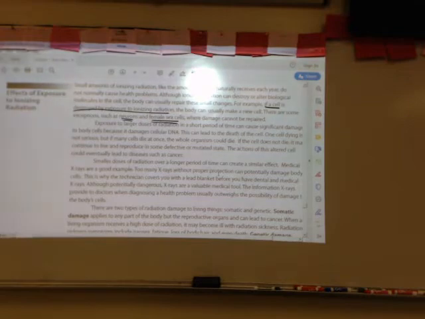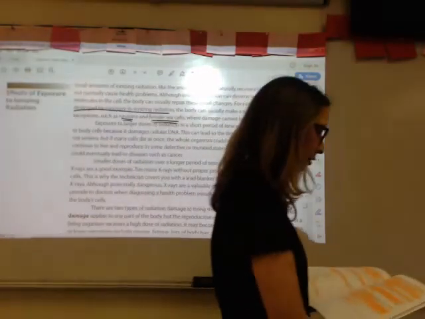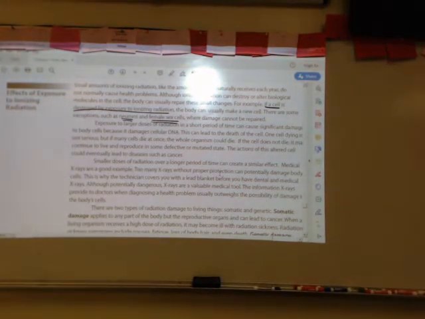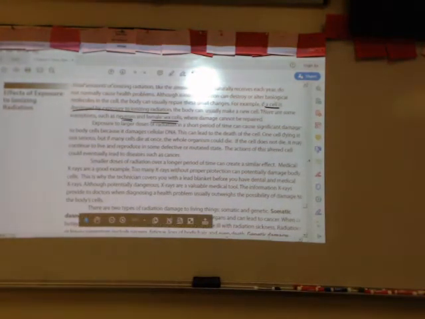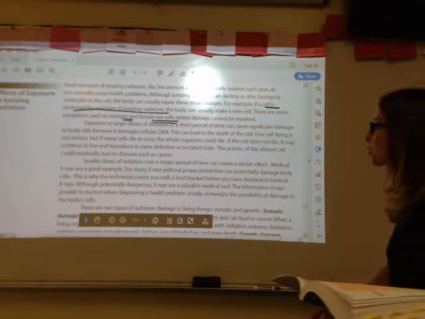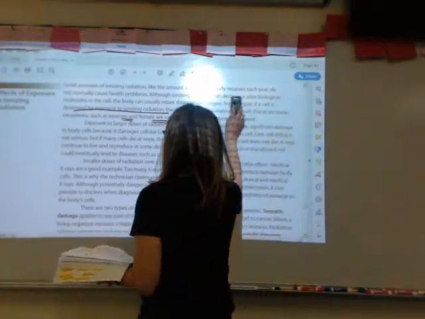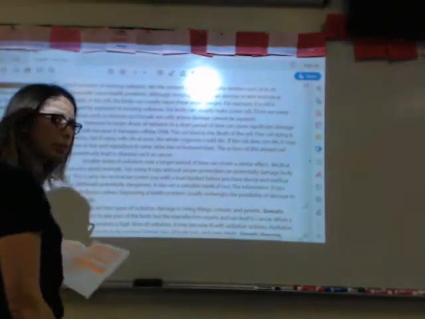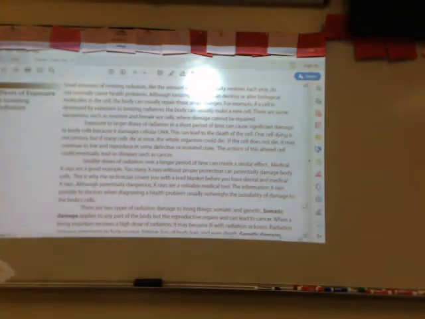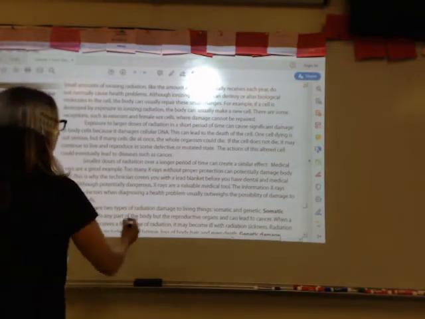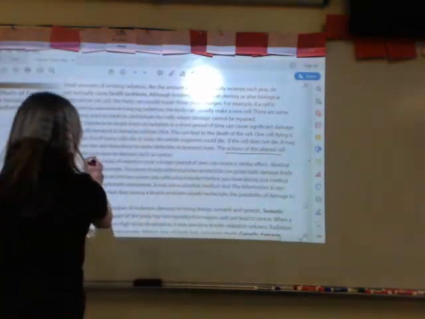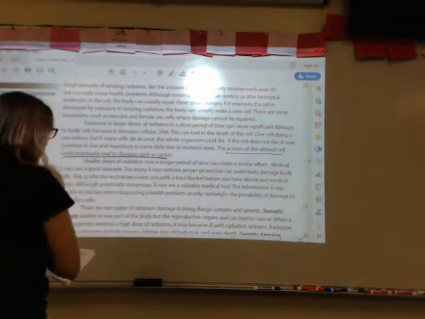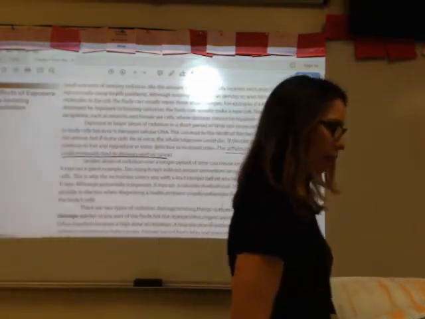But exposure to larger doses of radiation in a short period of time can cause a lot of damage to the body because it damages your cellular DNA, which can lead to the death of a cell. If you have one cell dying, that's not that serious, but if you have a lot of cells dying at once, then the whole organism could die. And if the cells don't die and continue to live and reproduce in their mutated state, then the actions of that altered cell could eventually lead to a disease like cancer.